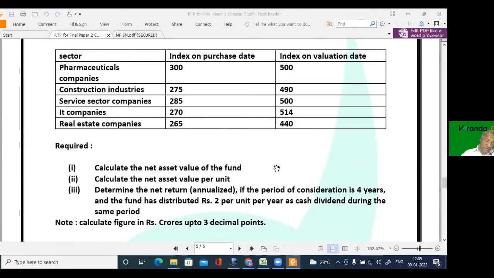Determine the net return annualized where the period of consideration is 4 years. In each of those years, 2 rupees they have given as dividend. So what could be considered as income on an annualized basis: the change in the NAV plus 2 into 4, so much income divided by the initial investment, multiplied by 12, the whole divided by 48, into 100. That should give you the annualized yield, or what you can call the net return.